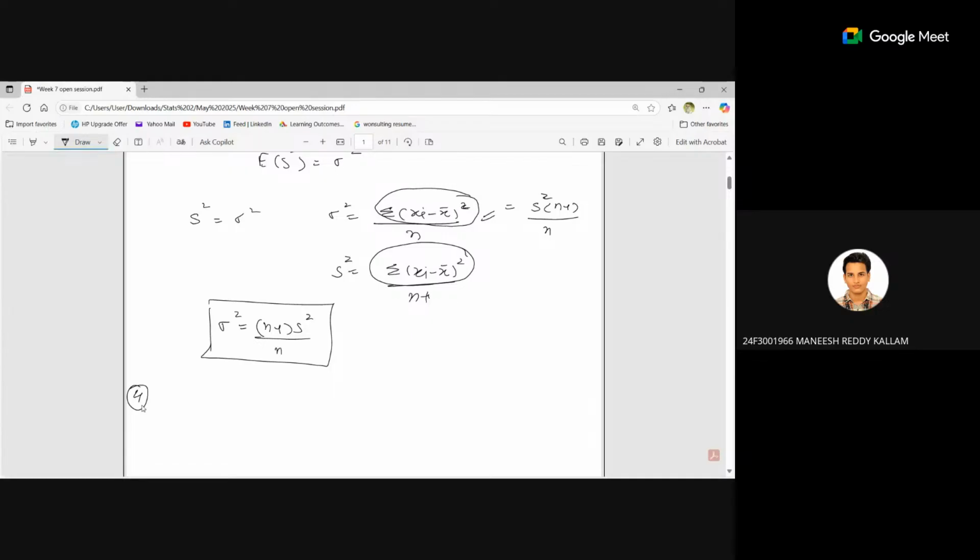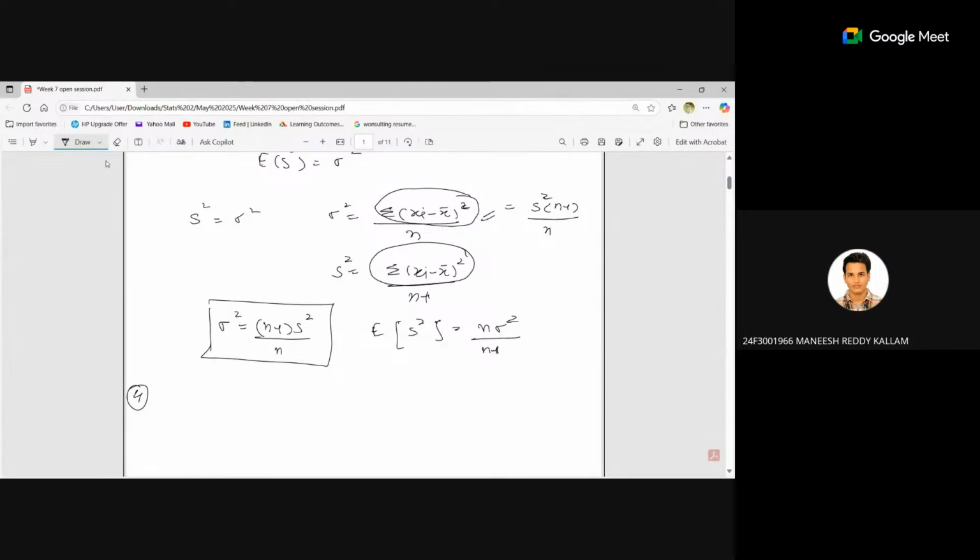Because both are equal. Okay. So you are telling me the expectation of s square can be written as n into sigma square divided by n minus 1. No, no, ma'am. This will be what?